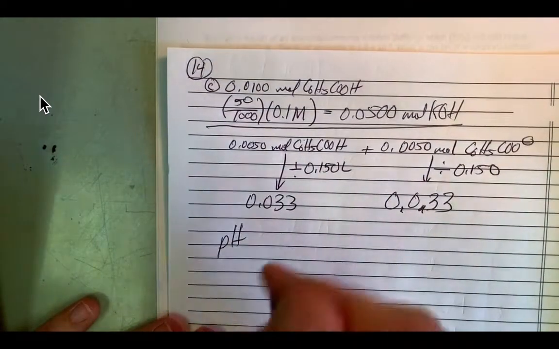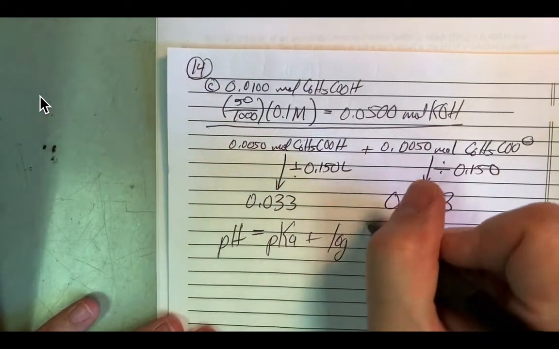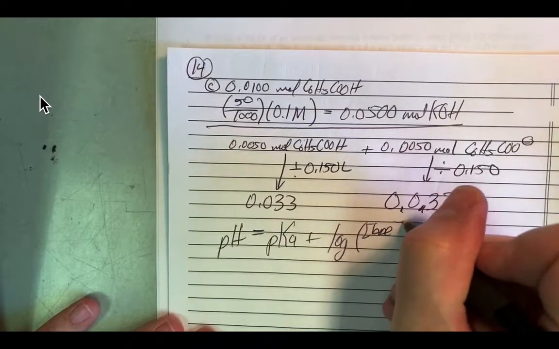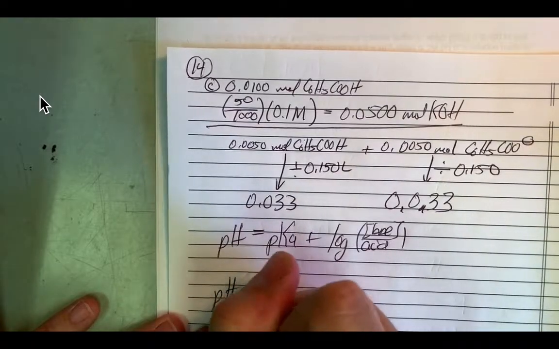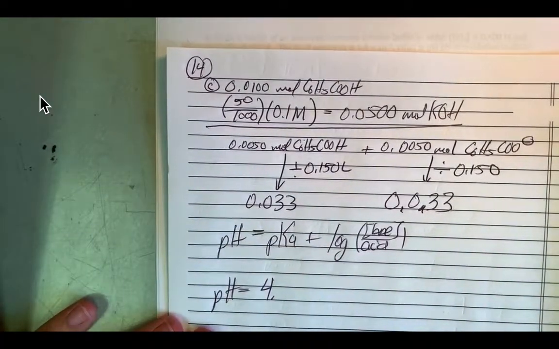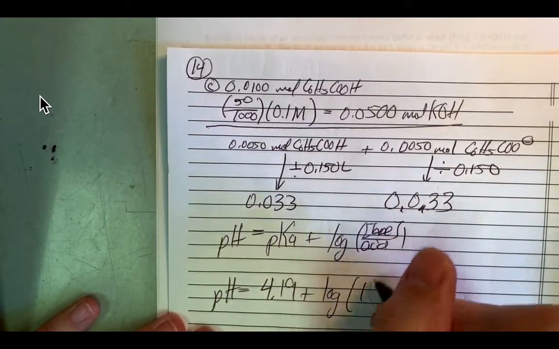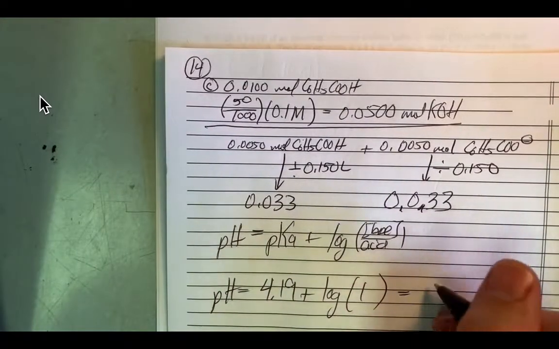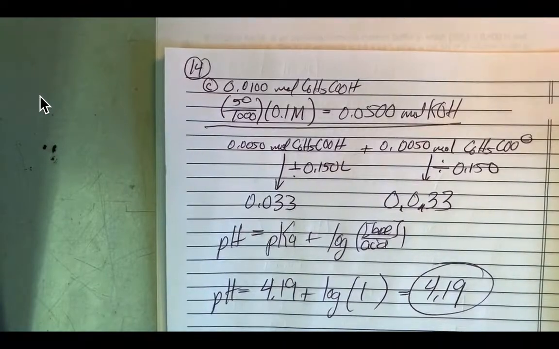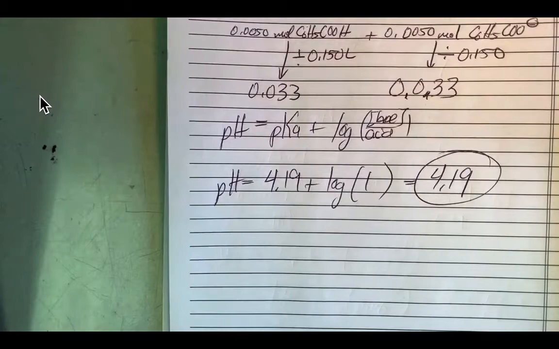So pH equals pKa plus log of base over acid, equals, worked this out a second ago, 4.19 plus log. Those are the same for this problem, so log of 1, that might be something special. Yep, that's 0. So 4.19 is our pH at that point, when we've got exactly half of the acid neutralized.